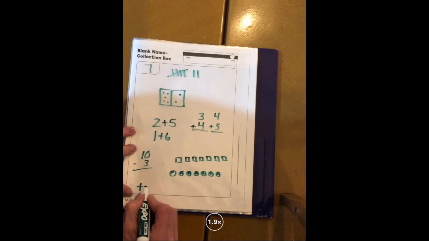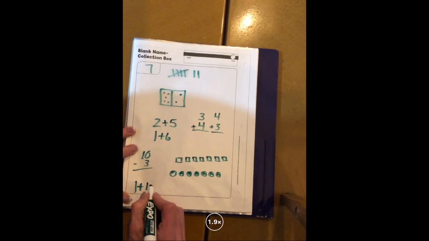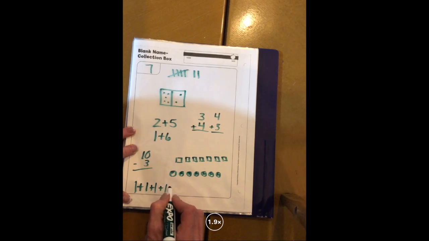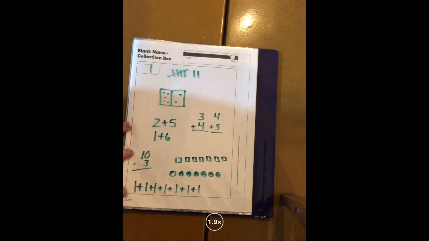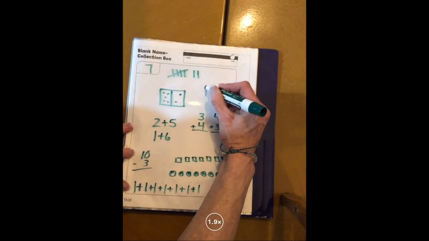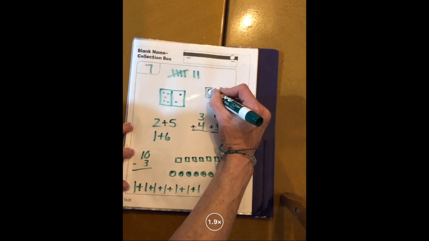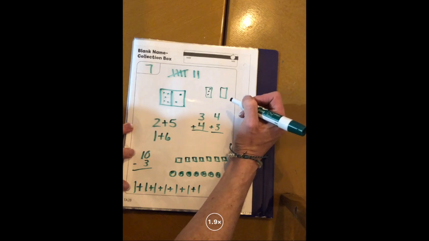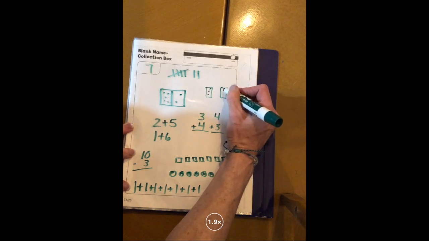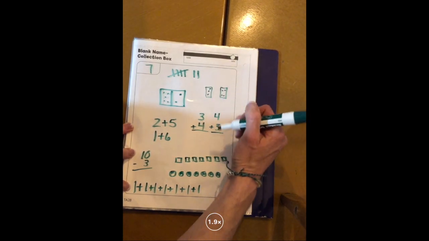What about 1 plus 1 plus 1 plus 1 plus 1 plus 1? 1, 2, 3, 4, 5, 6 plus 1, that equals 7. How about drawing some die, or dice, in this manner? I would have maybe 3 and 4. 4, 5, 6, 7.